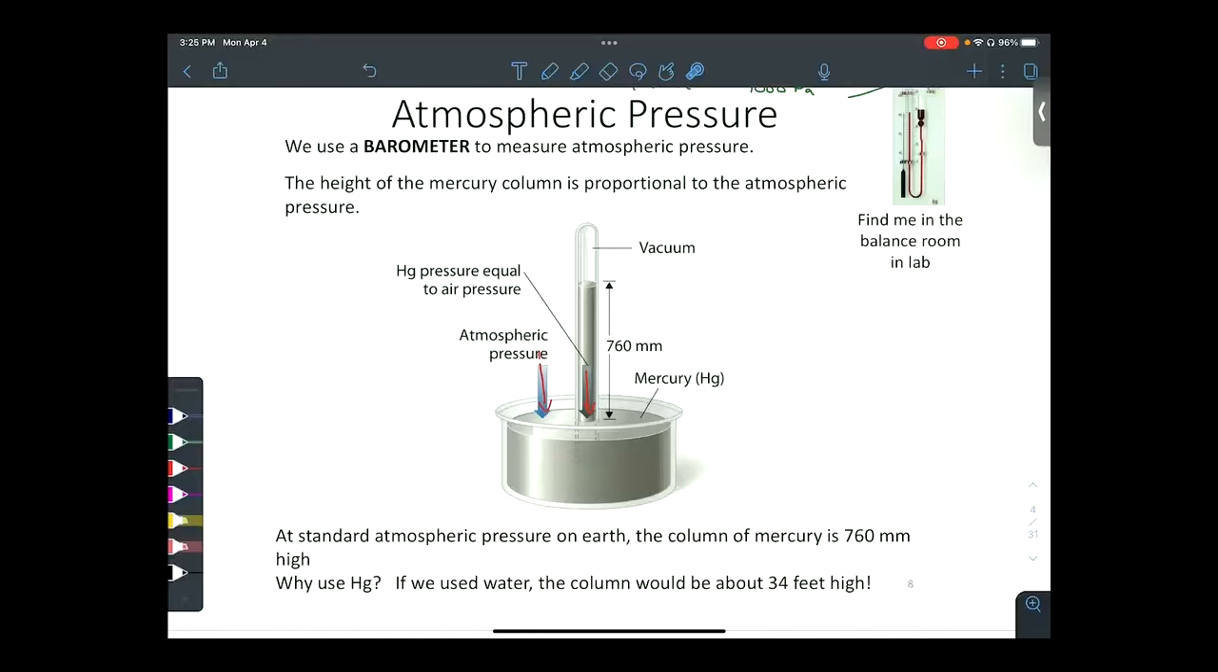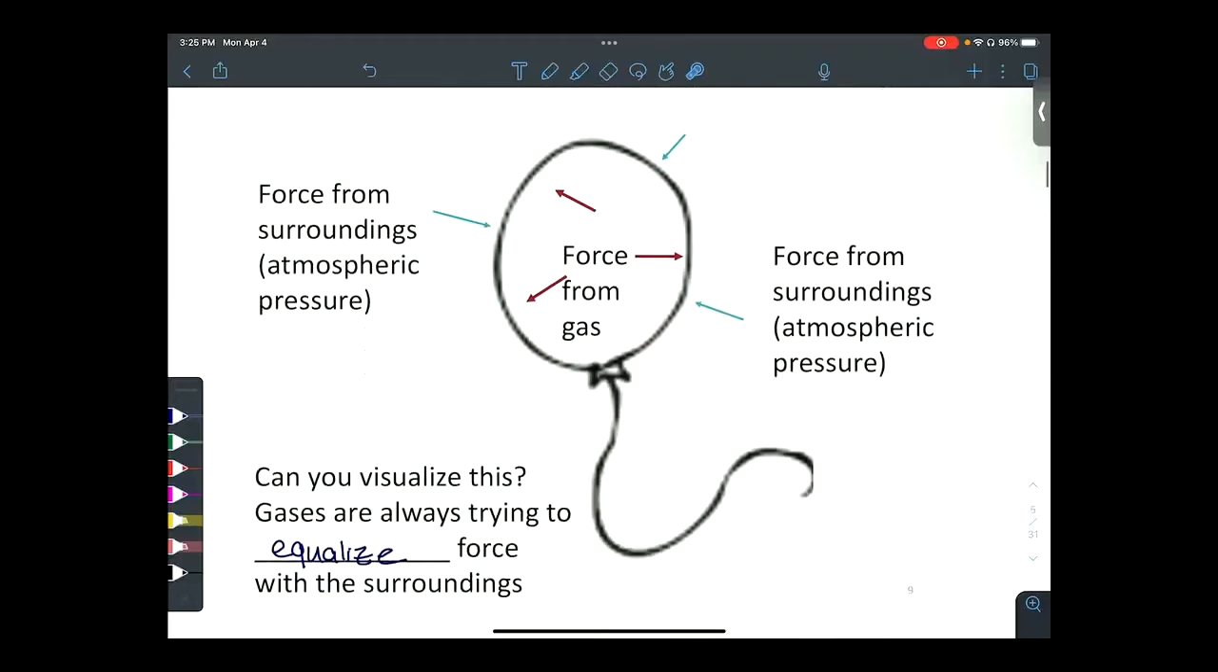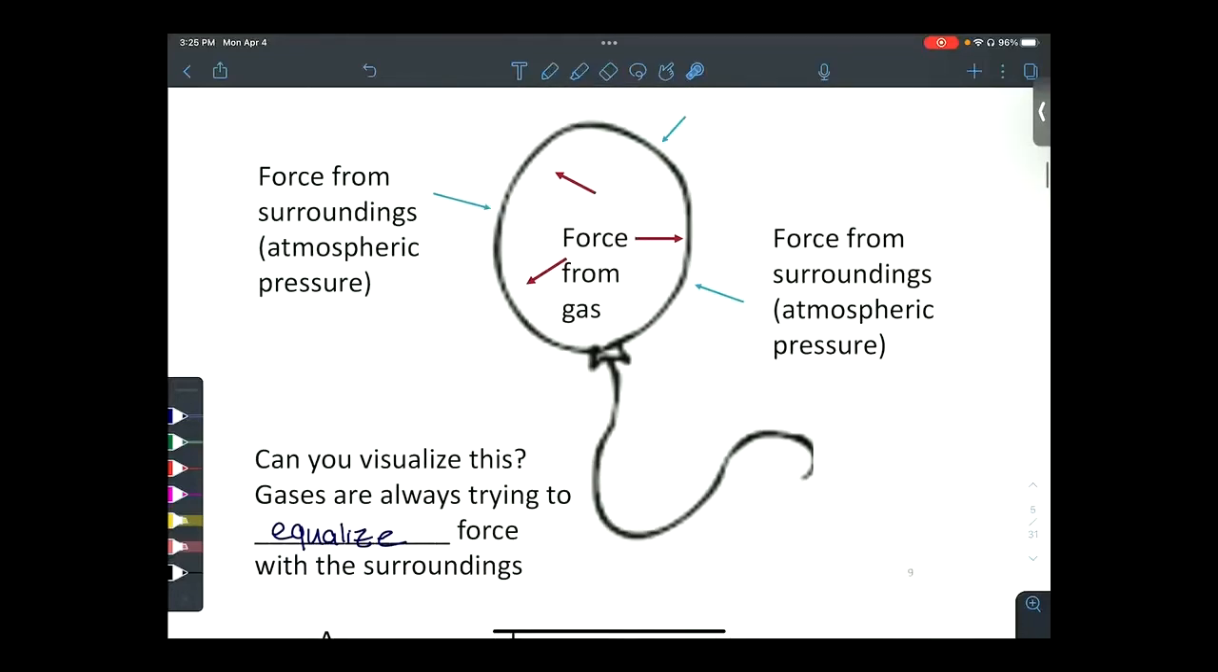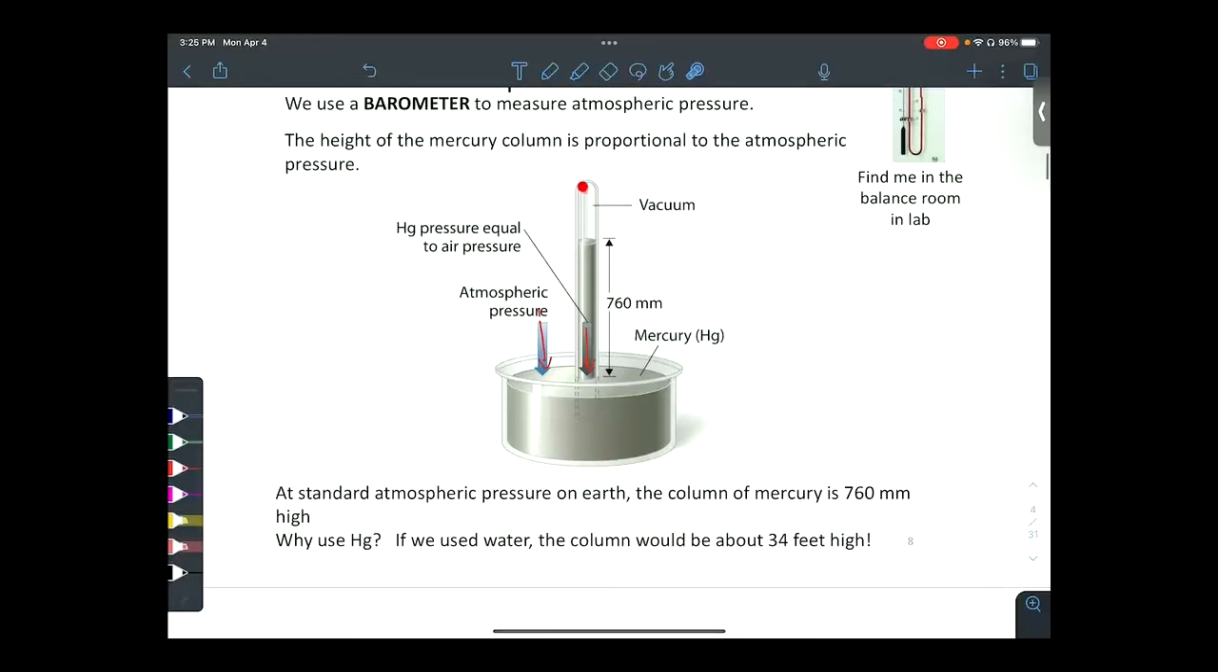That's why we use millimeters of mercury: because mercury is so much denser, we need less liquid to get that force to be equal. All right, so I mentioned this. Because this is a vacuum, there's no gas inside this bubble right here. So we are able to say that only the weight of the mercury needs to equal the force being exerted by the atmospheric pressure.